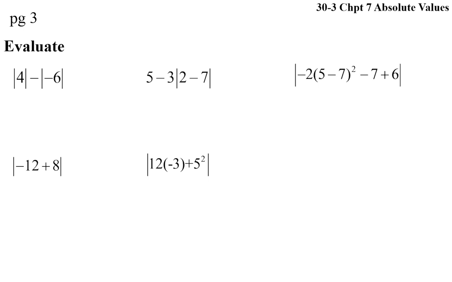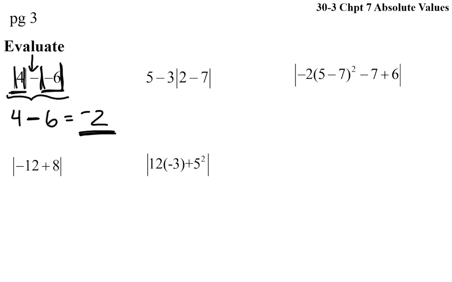So this first one tells us we want the absolute of 4, take away the absolute of negative 6. Well, there's no calculations in the brackets, but before I do a calculation outside the absolutes, I need to get the absolute value. So the absolute of 4 is 4. And we want to subtract that from the absolute of negative 6. Well, the absolute of negative 6 is positive 6. So this question is saying 4, take away positive 6. Our answer is negative 2.